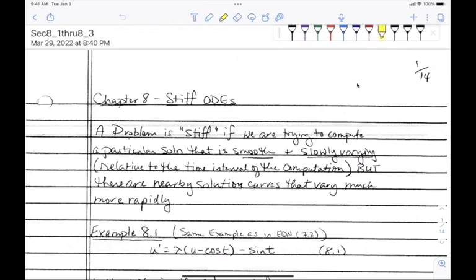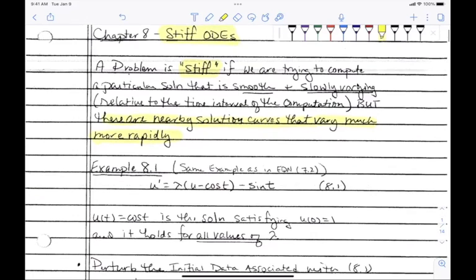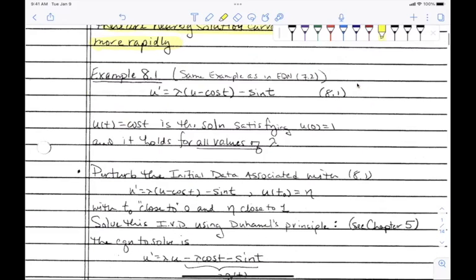Chapter 8 covers stiff ODEs, and let's start with the definition of that. We call a problem stiff if we're trying to compute a particular solution that is a smooth function, so it is nice and differentiable. It's slowly varying relative to the time interval that we're computing, but there are nearby solution curves that vary much more rapidly than that solution.